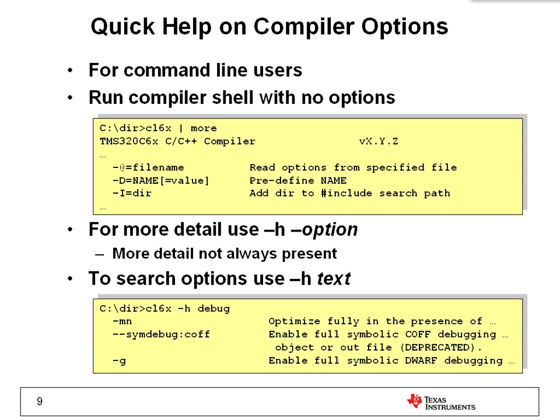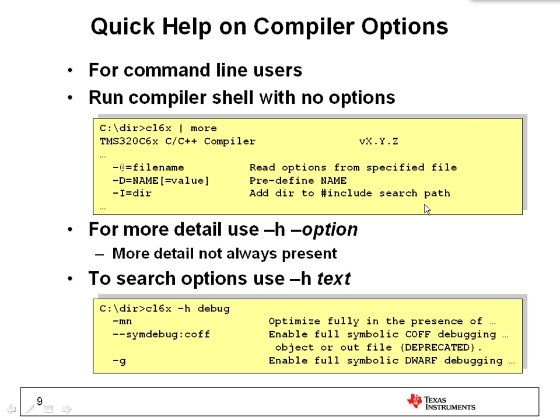This slide gives you a little bit of hints about how can I find out more about compiler options. Obviously, you can go look in the documentation, but this is something that you can do yourself. This is really aimed at command line users. If you're somebody who interacts with the compiler only through CCS, this slide does not really apply to you, okay? Because I presume you're running from the command line.